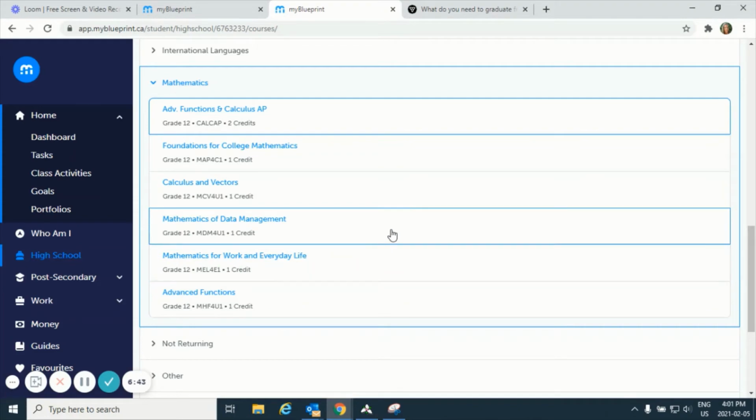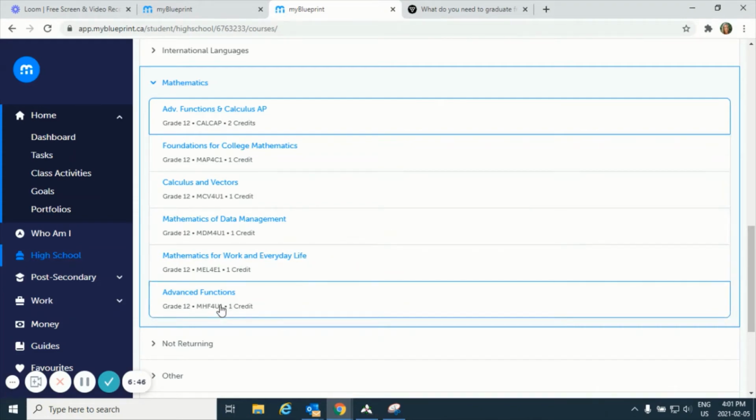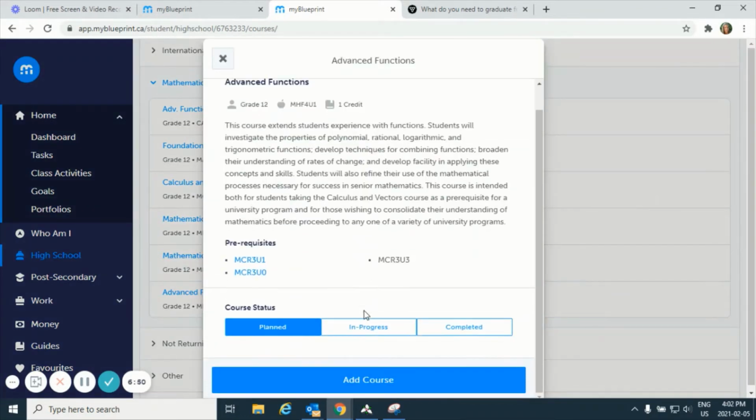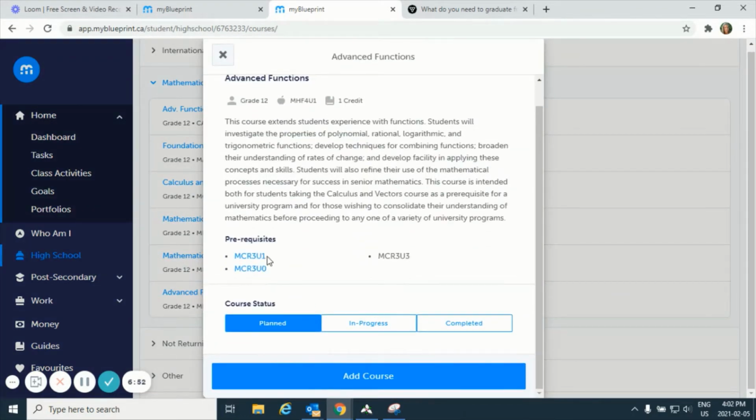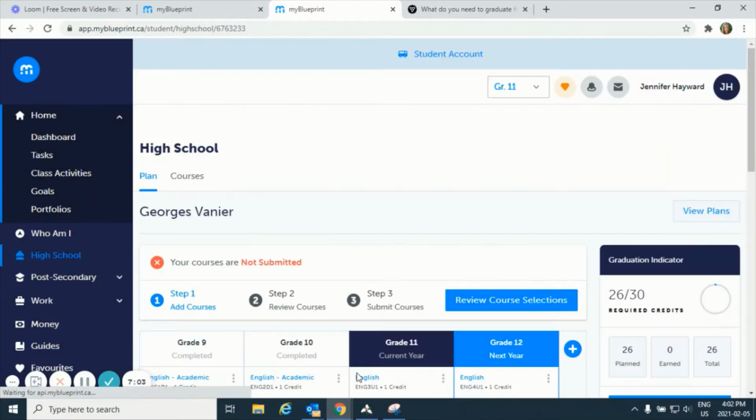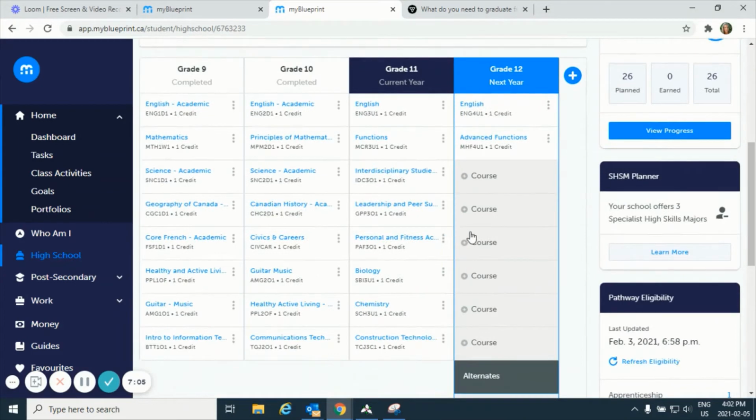For the program that I'm going to apply to, I know I need to have grade 12 advanced functions, so I'm going to put this on my plan. I have the prerequisite course that I'm taking this year in grade 11, the grade 11 functions, MCR 3U. Let's add the grade 12 math to my plan.